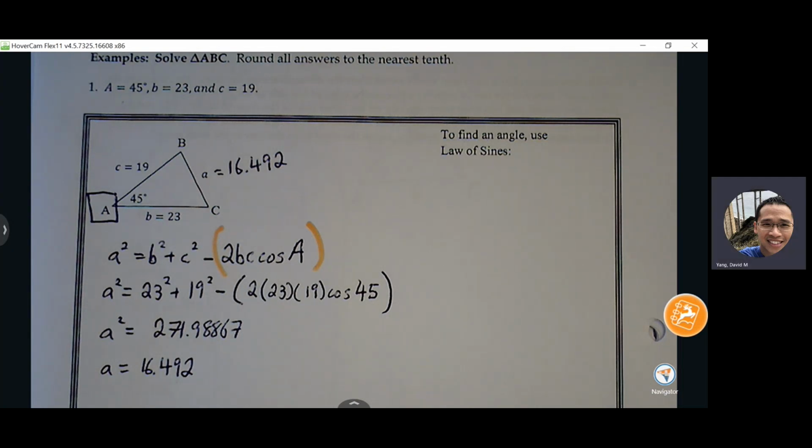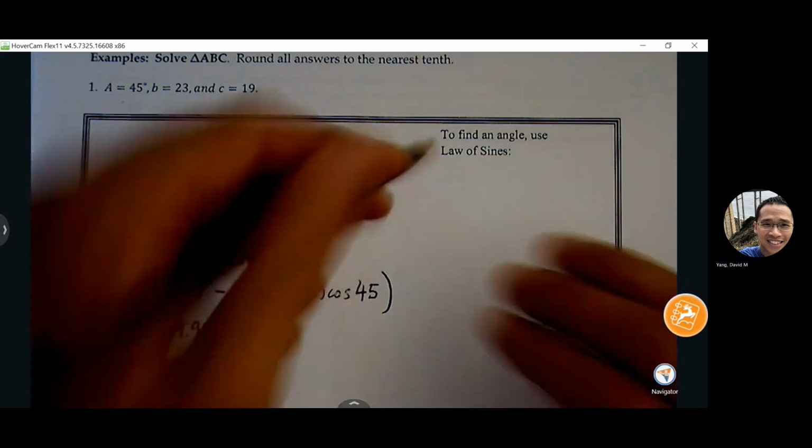Any questions at this point? So usually, as soon as you apply law of cosines once, your problem is ready to be transferred over to law of sines to finish off the rest.